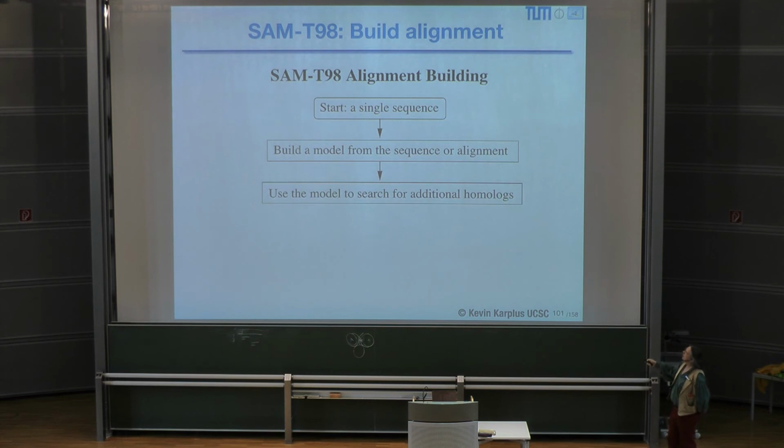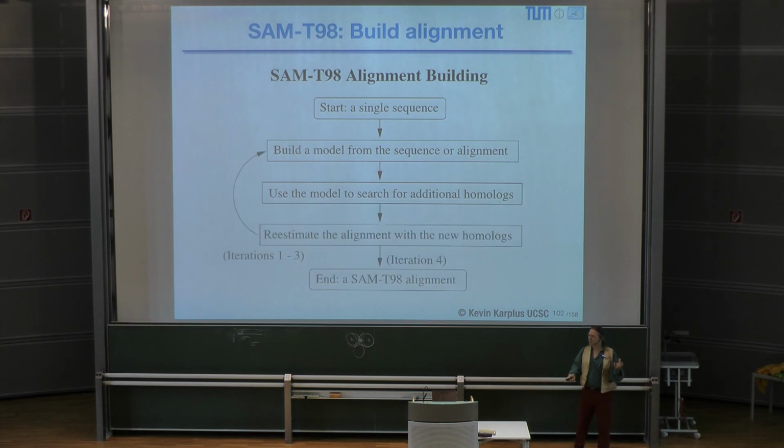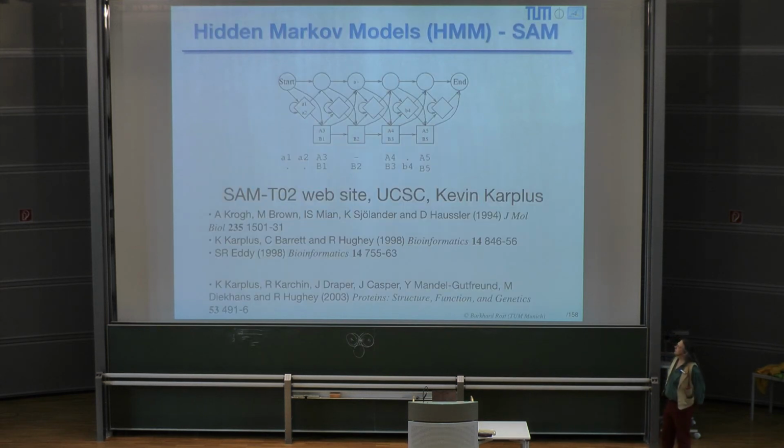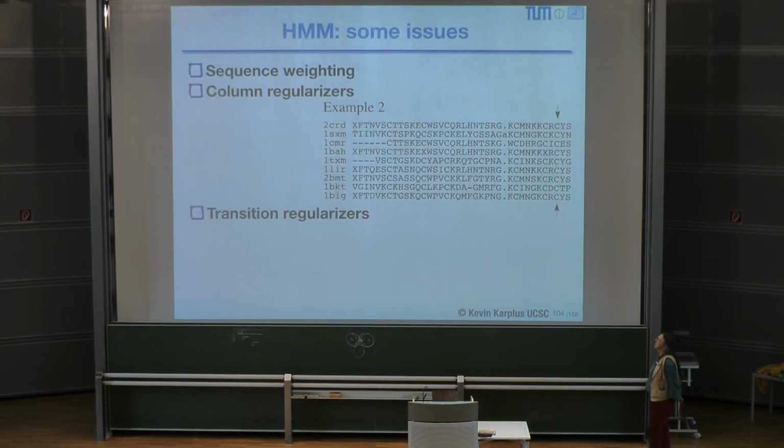Okay, so we build a model and use this model to find new ones. So this essentially corresponds to the profile I showed you. And this corresponds to the I, in some sense, the iteration of PSI-BLAST. So now you have a profile, you align new sequences that you take from the database into that profile. Right? And then you do it again and again, and at the end you hope for convergence. That's the idea of SAM.